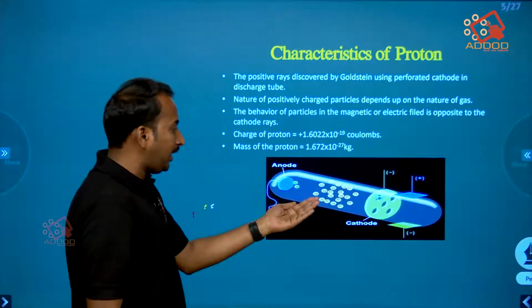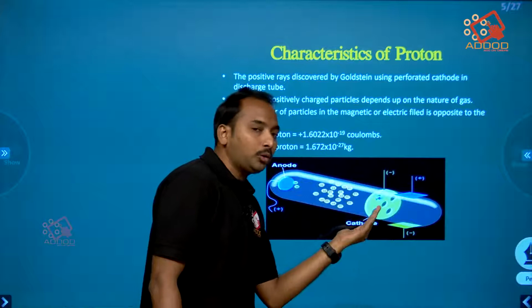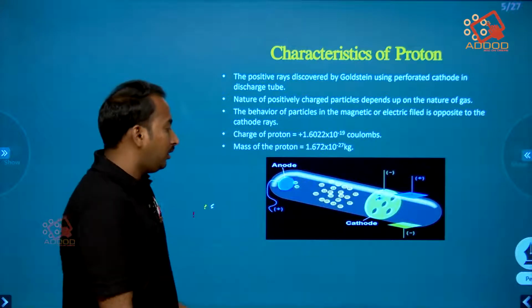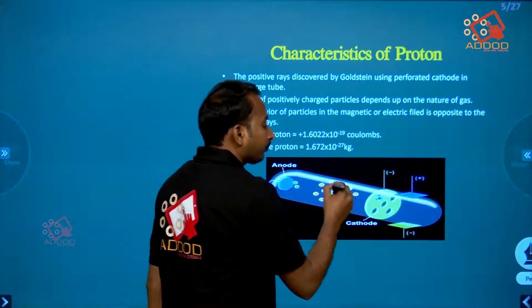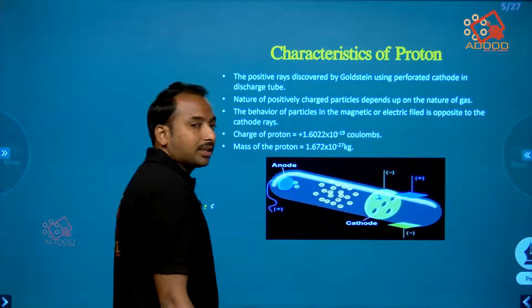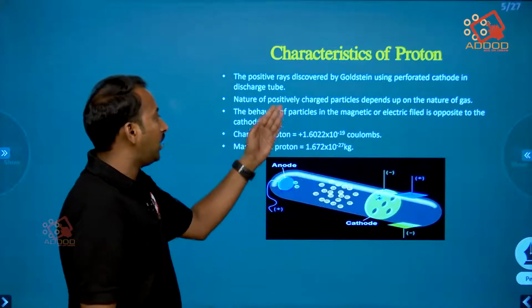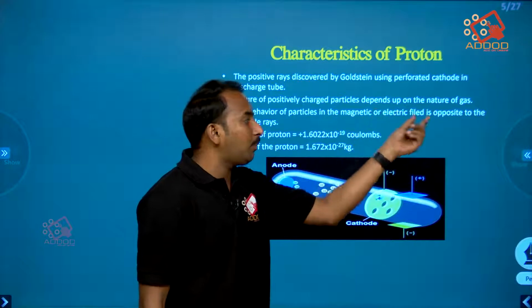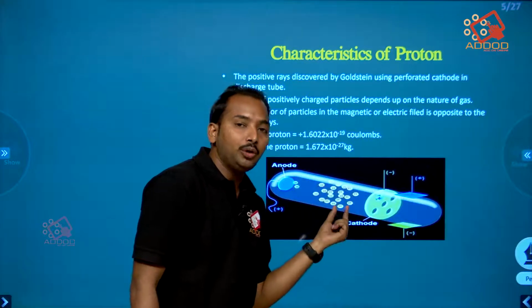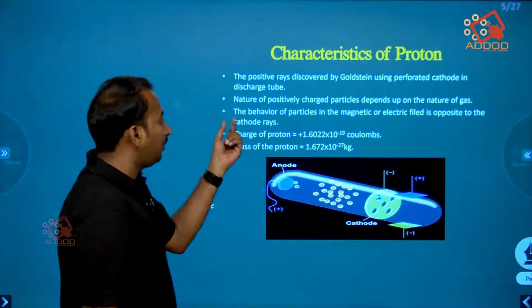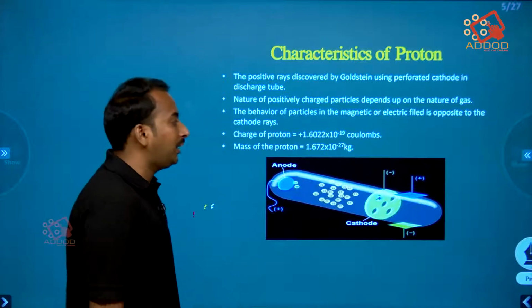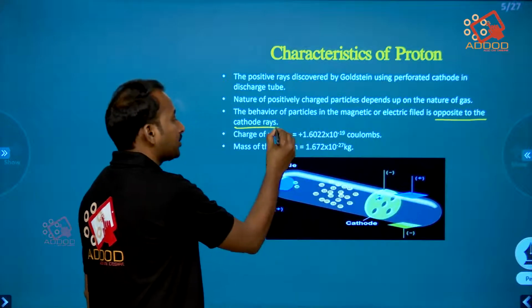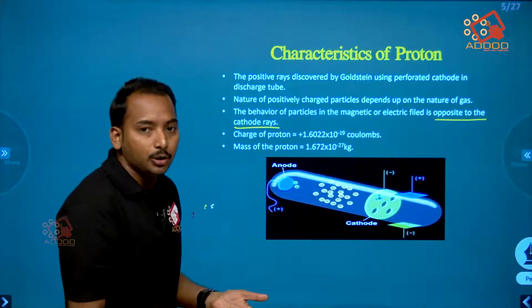The rays go from the cathode towards the anode. The positively charged rays pass through these canals, so they are called canal rays or positive rays. The nature of the positively charged particles depends upon the nature of the gas filled into the discharge tube. Their behavior in magnetic or electric fields is opposite to that of cathode rays, because cathode rays have negative charge.